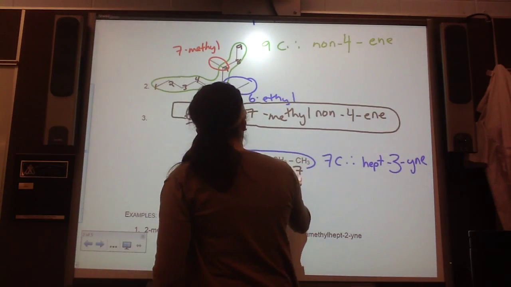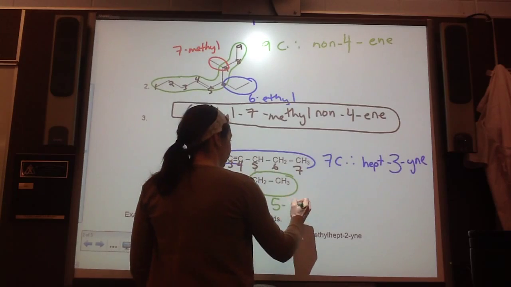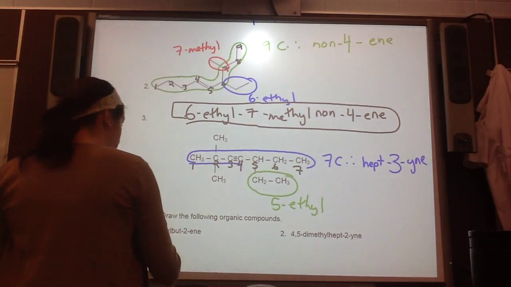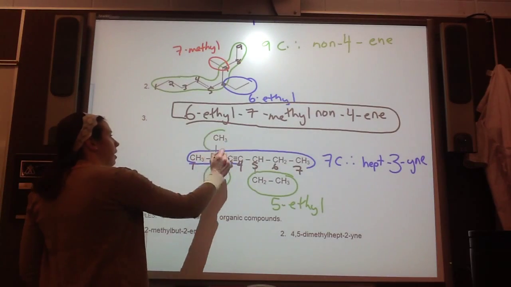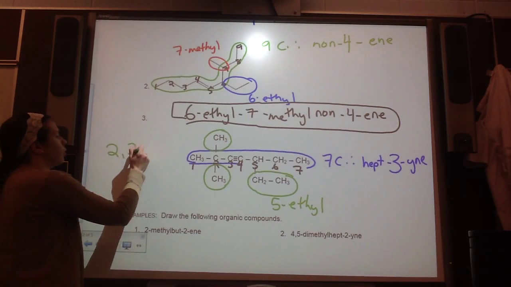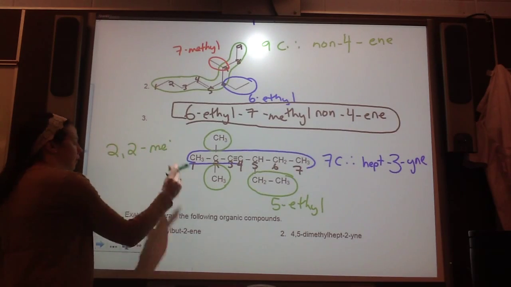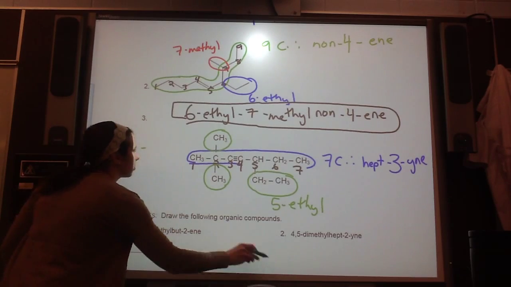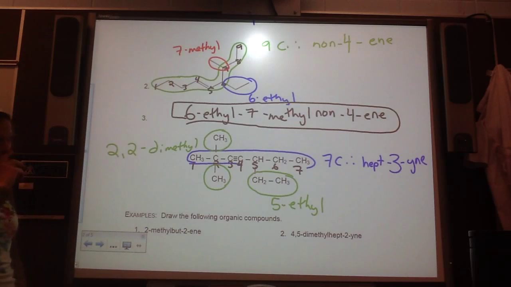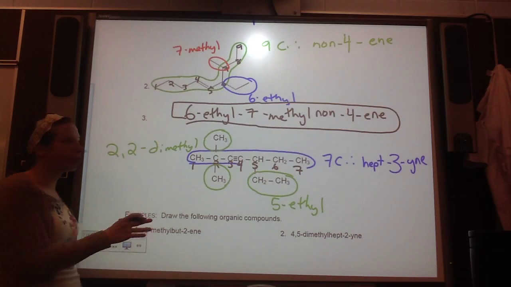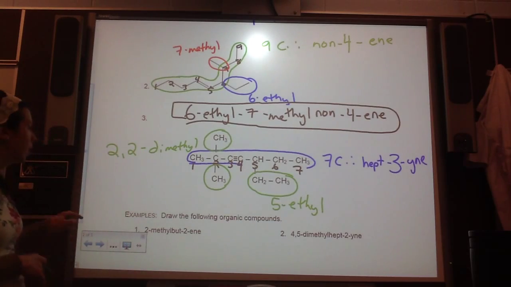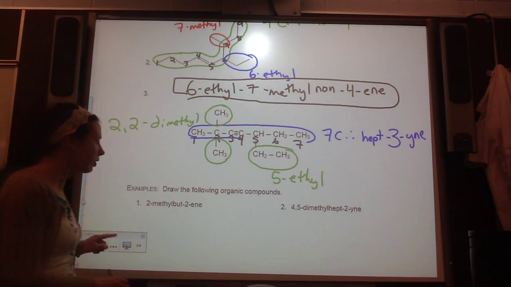And let's see what else we got here. We got 5-ethyl. And then here I have 2 methyls on number 2. So that one will be 2,2-dimethyl. I think we talked about it yesterday, but just to confirm, when you're looking at alphabetical order, you don't look at the dis and tris. You look at the methyls and the ethyls. Okay, so let's put this one all together now.